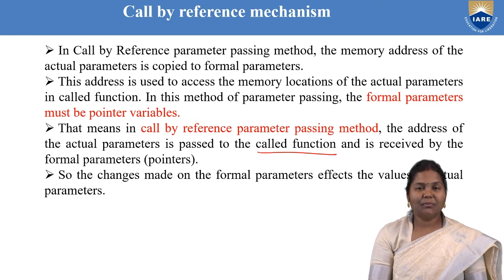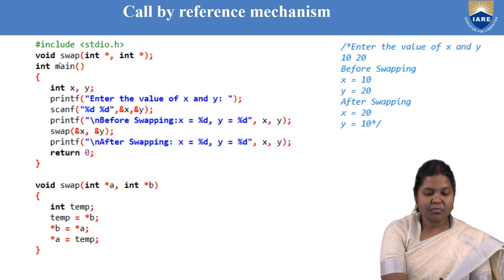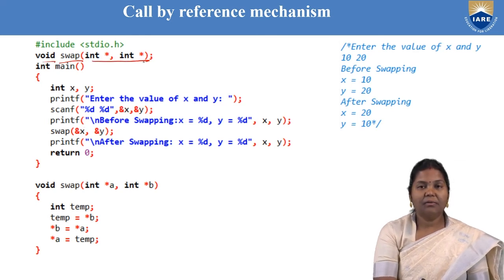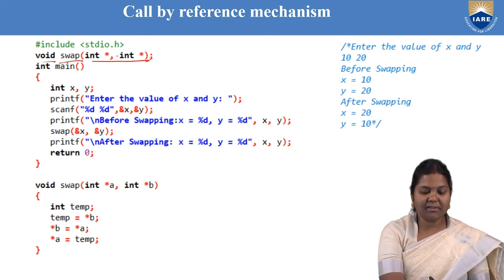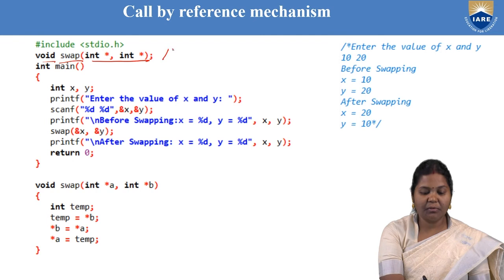Now let us see one example. We are talking about the swapping of two numbers again. Here swap is the name of the function. It returns nothing. What we are passing is the address of a. Star is nothing but the pointer. So you are passing two integer addresses. This is called your function declaration or function prototype.